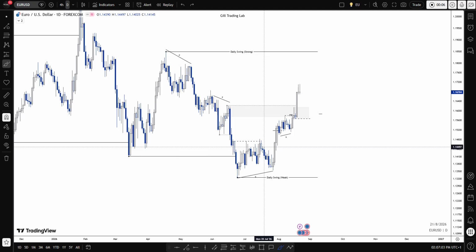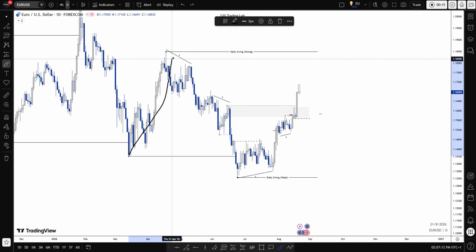So on today's video, I'm going to be doing a weekly market focus on EURUSD and I'm going to start from the daily time frame. So on the daily time frame, my swing structure is bearish. This is my current swing range. This is my strong swing high and this is my weak swing low.